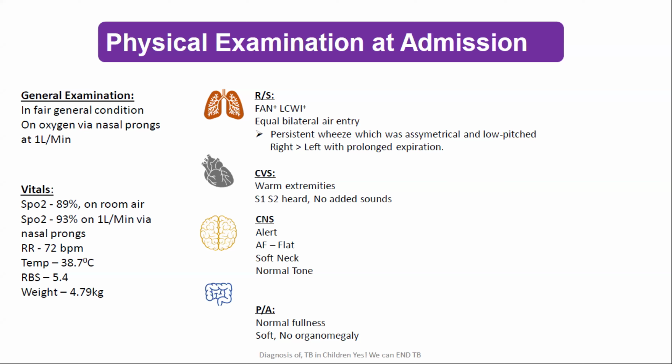The main findings were in the respiratory system, where the child was noted to be in respiratory distress with flaring of alae nasi, lower chest wall indrawing, good air entry bilaterally, but had a persistent wheeze that was asymmetrical and low-pitched. This wheeze was more noted on the right. And this is important because children with TB may present with a wheeze. This wheeze tends to be asymmetrical if you contrast it with the wheeze that you get, for example, in bronchiolitis, where many of the small airways are affected. Because the wheeze in TB is due to extrinsic compression of the large airways from the outside. The other systems were essentially normal.